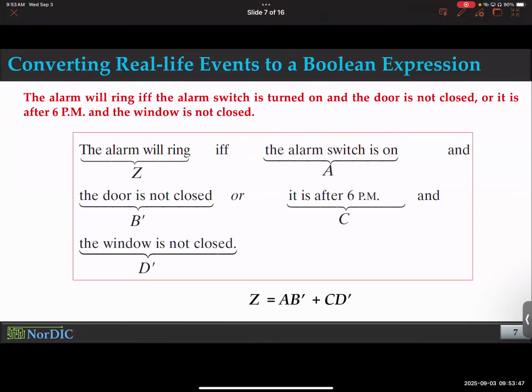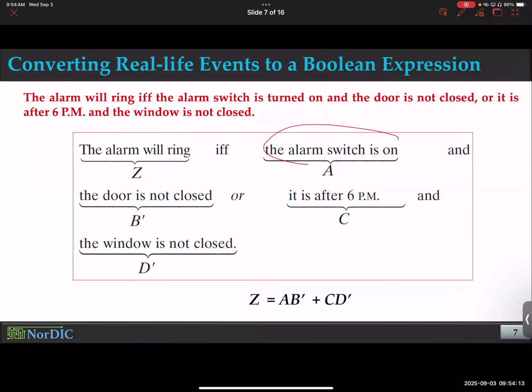Okay. So first of all, what is your output? What is the decision? The decision is whether or not the alarm will ring. So this is your output Z or F, whatever you want to use. In the textbook, they used Z, which is fine. So this is your output. If Z equals 1, I understand that the alarm will ring. If Z equals 0, it will not ring. That's how I'm treating it.